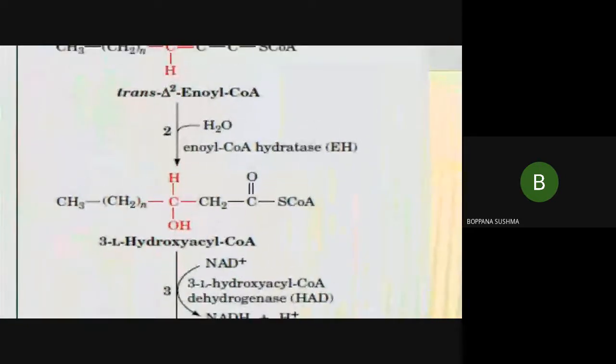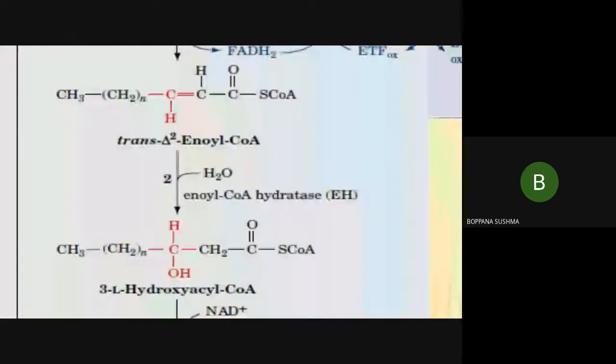The second step is the hydration step. Coming to the second step. What happened in the second step? The second step is the hydration step. Hydration means addition of a water molecule. So a water molecule is added to the substrate, trans delta 2 acyl CoA. Understood? Trans delta 2 acyl CoA undergoes hydration. Hydration means addition of a water molecule in the form of H plus and OH minus ions.